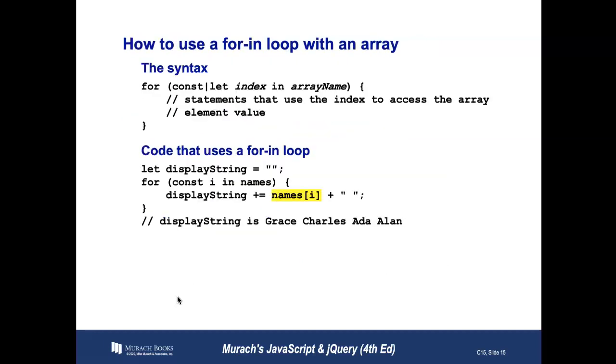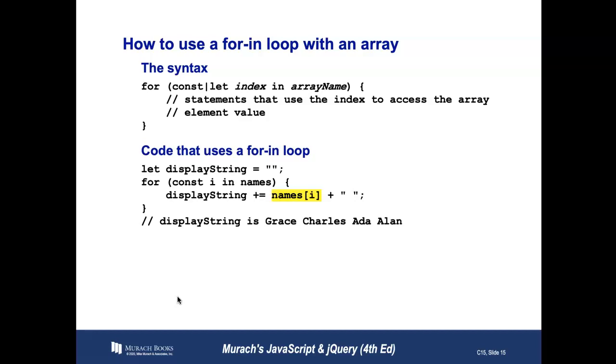Now this is how to use a for in loop with an array. The syntax itself is for let index, const or let, because it depends if it's changing or not, but let would release the memory after the end of the construct, the loop anyway. So most of the time you're going to see let. So let index, whatever the index of the array element is, in array name, then we do something on each side.